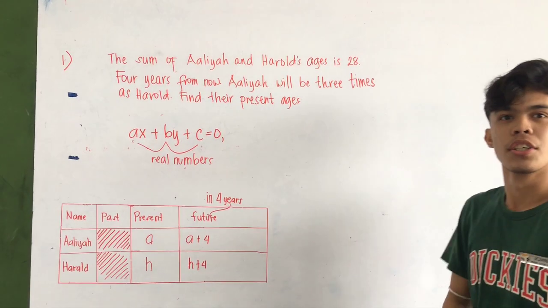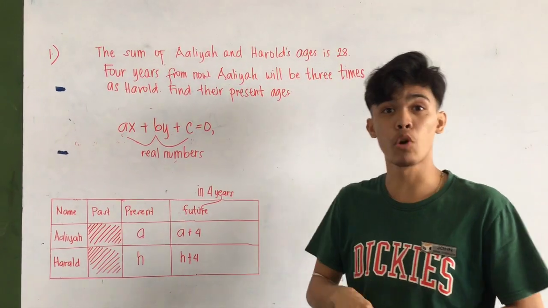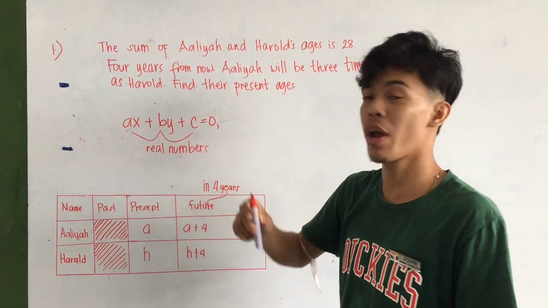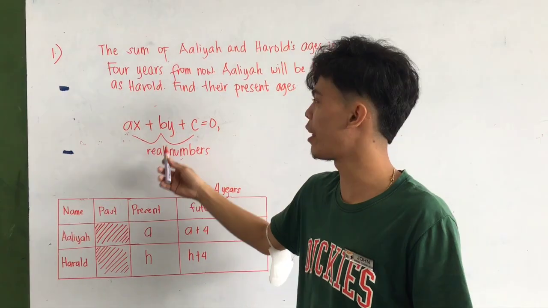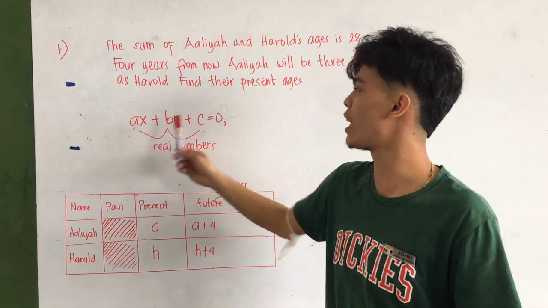So moving on to our next set of examples about age problems of linear equations in two variables, which is written in the form of ax plus by plus c is equal to 0, wherein a, b, and c are real numbers, and these are the coefficients of x and y. Okay? And respectively, a and b are not equal to 0.